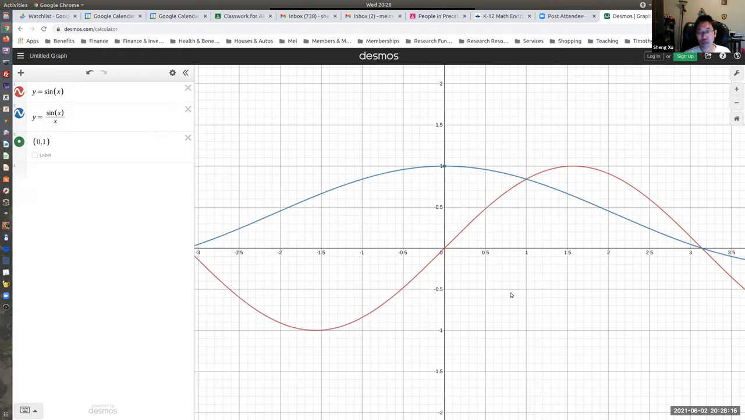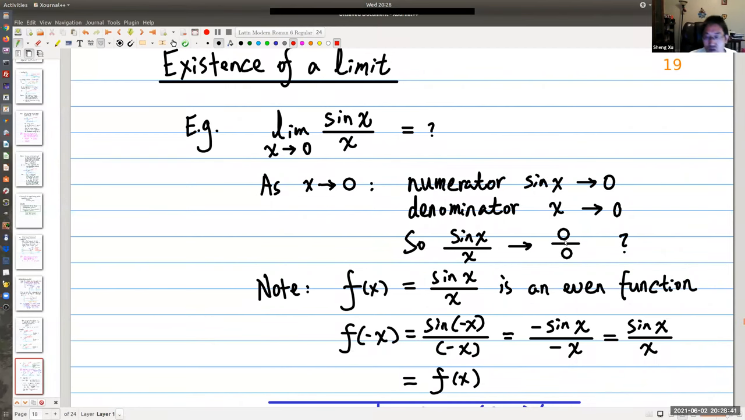Now can you tell me, based on the graph, if I say as x approaches 0, sine x over x approaches what? Look at that blue curve. What's your guess? Approaches 1. Yes, approaches 1, right? See here, getting closer to this point here. But that's kind of interesting, right? 0 over 0 somehow approaches 1.